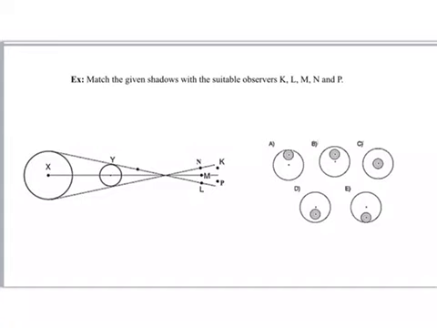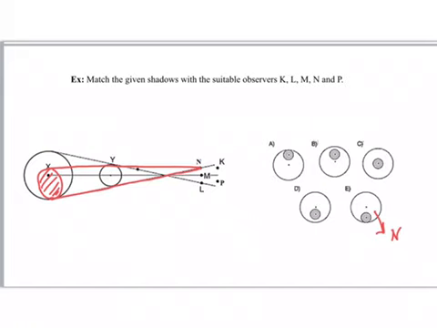Now this part is important. We are going to match the given shadows with the suitable observers K, L, M, N, and P. Now let's begin with N. For N, draw rays to the top and the bottom of the object, and these are the regions where no light reaches N, so it will be seen as dark, and the other part is lightened, so it will belong to N.